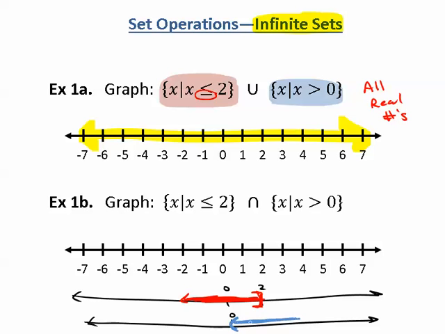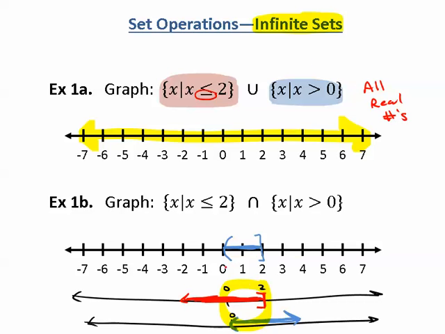So if we stack these on top of each other, where will they intersect? Well, they're going to intersect between 0 and positive 2. So the graph would look like this. We have a parenthesis on the 0 and a bracket on the 2, and then we simply shade in between like this.